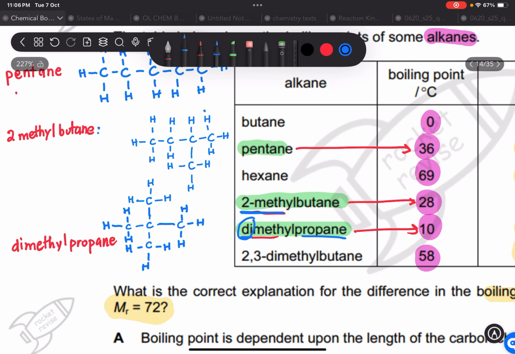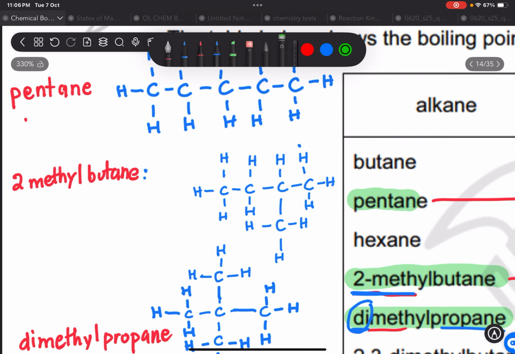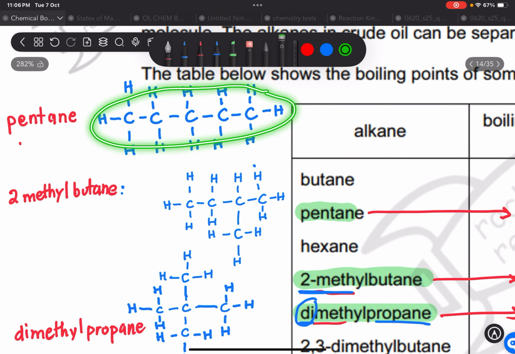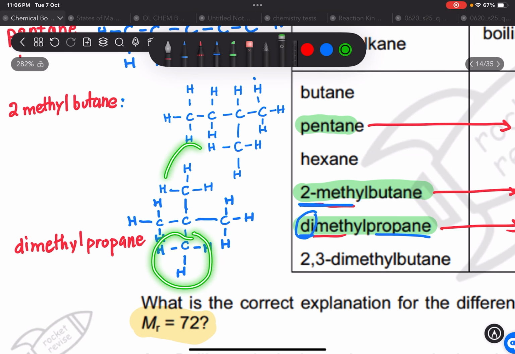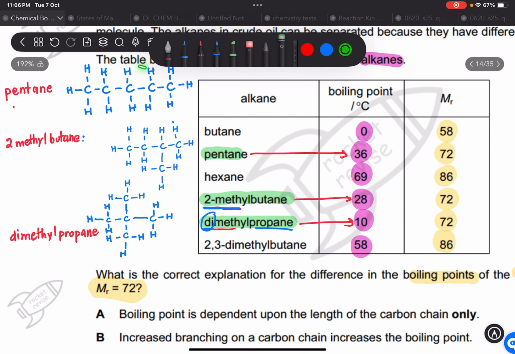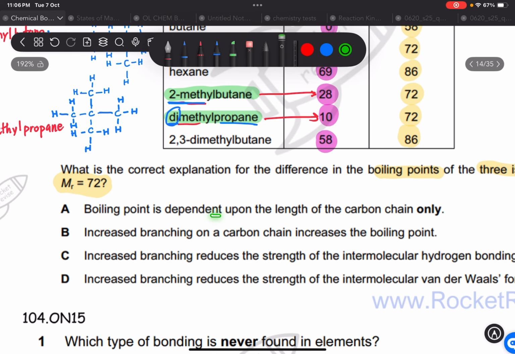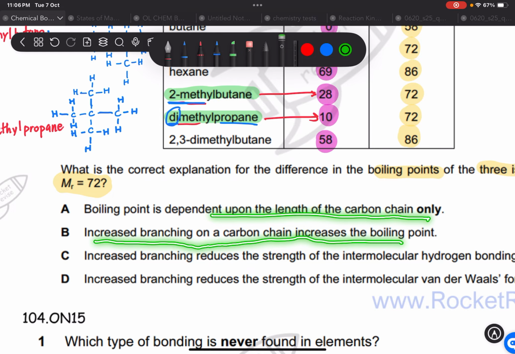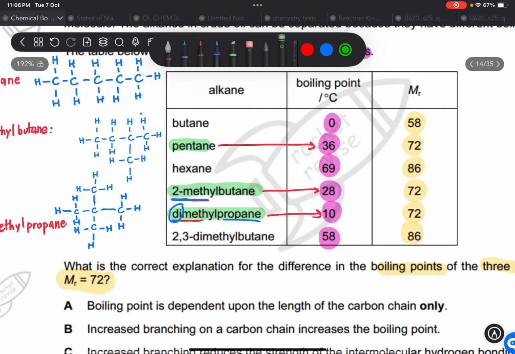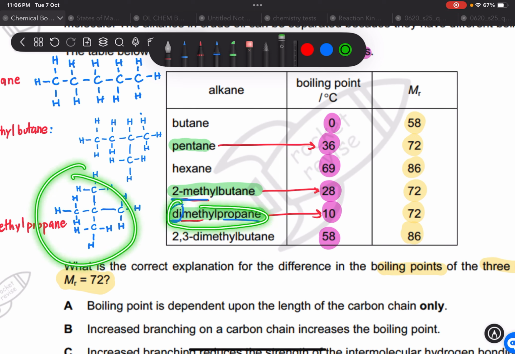So now we see, look at the branching. Over here there is no branching. Over here there is one branch. And in dimethyl propane you can see one branch here, one branch here. And now after seeing all three structures, let's read the statement. Boiling point is dependent upon the length of the carbon chain only. Let's see. Increased branching on the carbon chain increases the boiling point. No, it decreases the boiling point. Look, dimethyl propane has the highest number of branching. It has 2 branches, so it has the lowest boiling point. And pentane has no branching, so it has the highest boiling point.